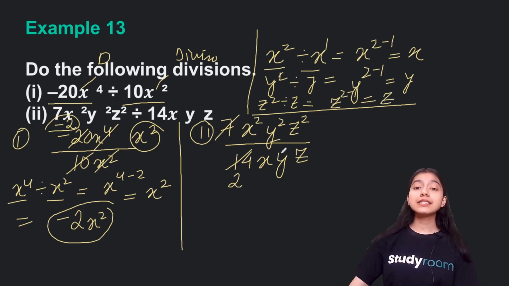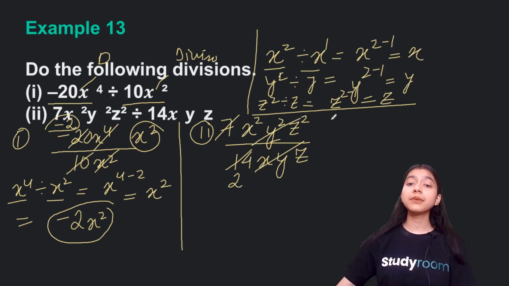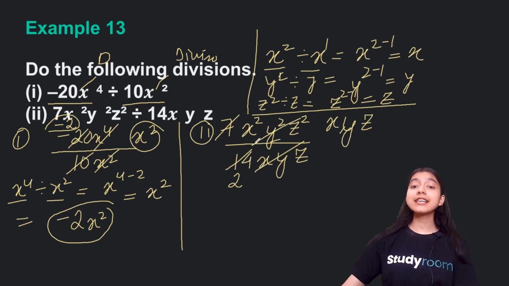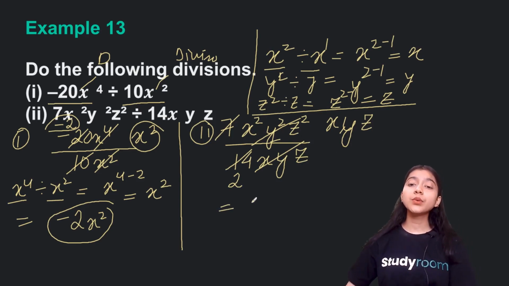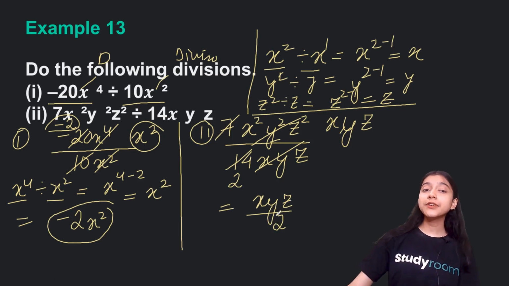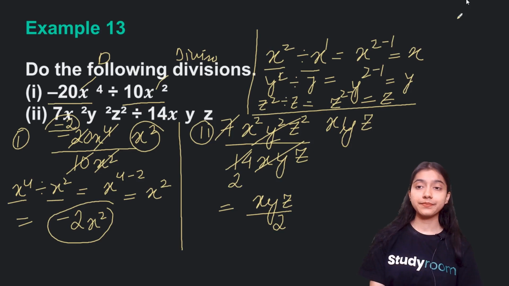So from here we can say that this x, y and z will get cancelled with x square, y square and z square, leaving behind x, y and z. Because x gets cancelled out with x square leaving behind x, y gets cancelled out with y square leaving behind y, and z gets cancelled out with z square leaving behind z. So our answer will be xyz, and in the denominator we'll be having 2. So this is the answer when we divide 7x square y square z square by 14xyz.